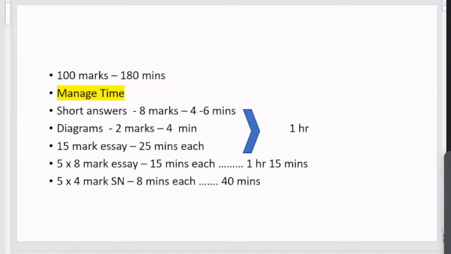Now, if there are a couple of questions that you don't know, then of course you can spend that extra time for your essays or whichever other questions that you know well, right? You are given 10 minutes before you can actually start writing. So you utilize those 10 minutes to plan which ones you start writing first and so on.